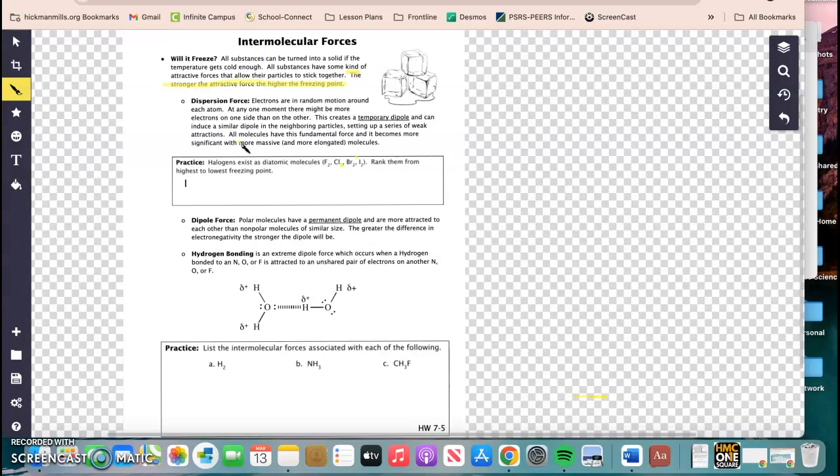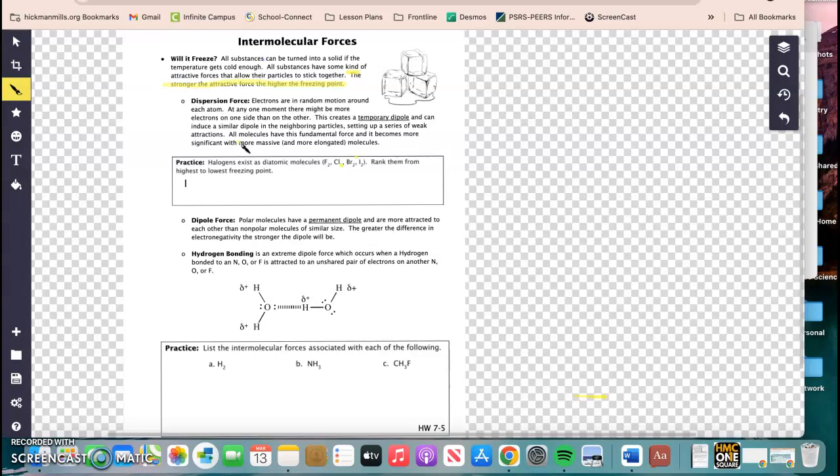There are three different intermolecular forces: dispersion force, dipole force, and hydrogen bond. They are in order of weakest force to strongest force, with dispersion force being the weakest and hydrogen bonding being the strongest. Not all molecules have all three of these forces. Some only have dispersion forces, whereas some will also have, in addition to dispersion force, a dipole or hydrogen bonding.